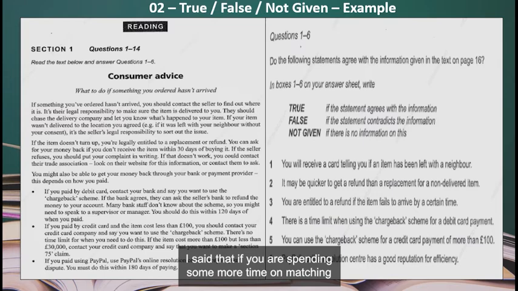Therefore, I said that if you are spending some more time on matching heading questions, don't panic, because you will be saving time on the other types of questions. So true, false and not given questions can be easy for two reasons. First of all, the keywords will exactly help you, like here, item and neighbor are exactly available in the text, and you can find the answer very easily. And card is not available, therefore we are just saying that this statement is not available over there. In this way, true, false and not given questions will be time saving, and you should save time on these questions because they are easier.